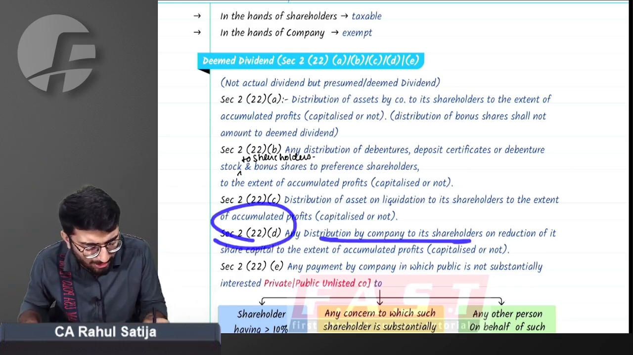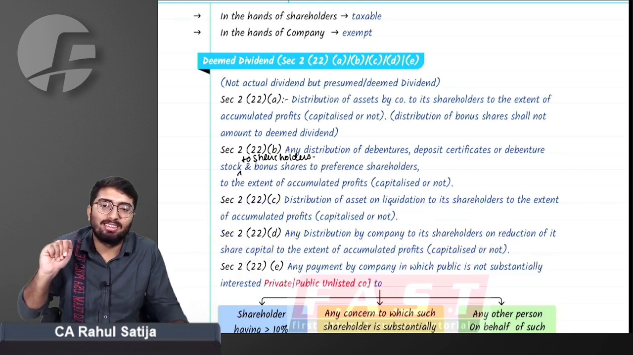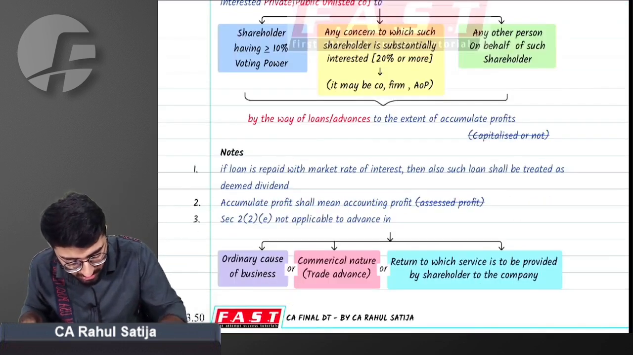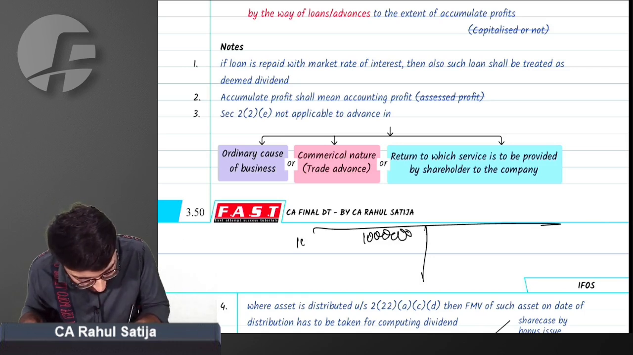Sir, any reduction of share capital and giving some assets against it will also be deemed dividend. Just listen to an example. For example, I have a share capital of 10 lakh rupees in a company, 1 lakh shares of 10 rupees each.